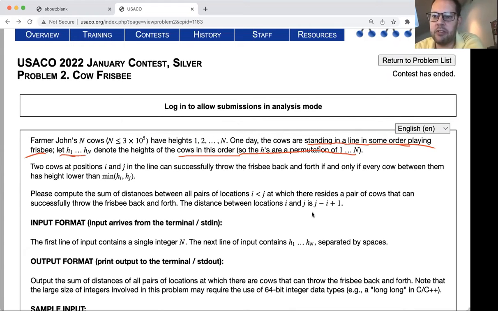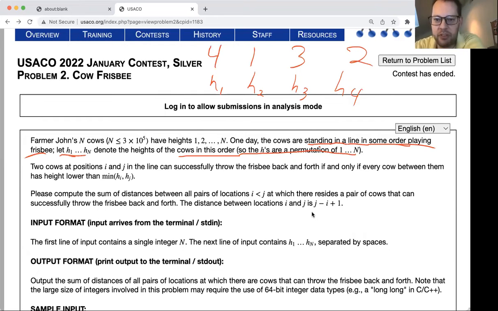Okay, so the cows are standing in a line. I've got the H1 cow first, and then the H2, H3, H4. But their heights are not necessarily in order. For example, this could be the cow with height 4, this could be the cow with height 1, this could be the cow with height 3, and this could be the cow with height 2.